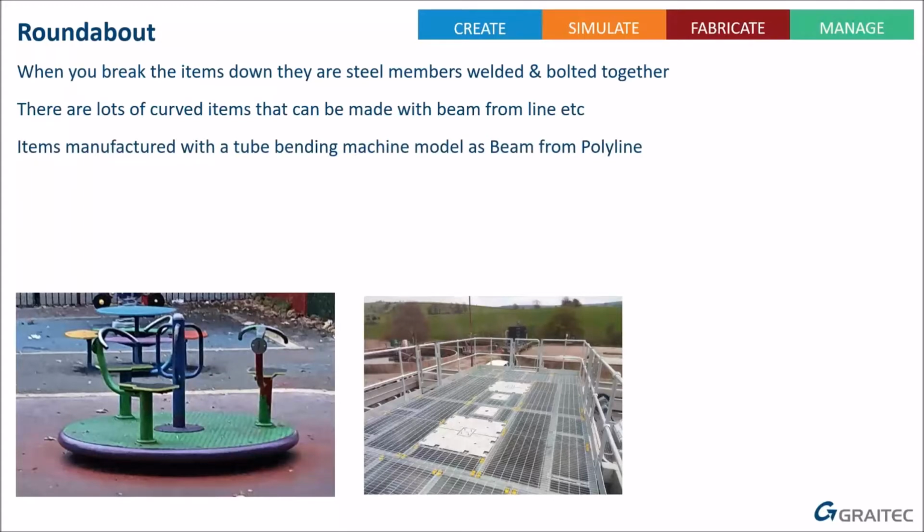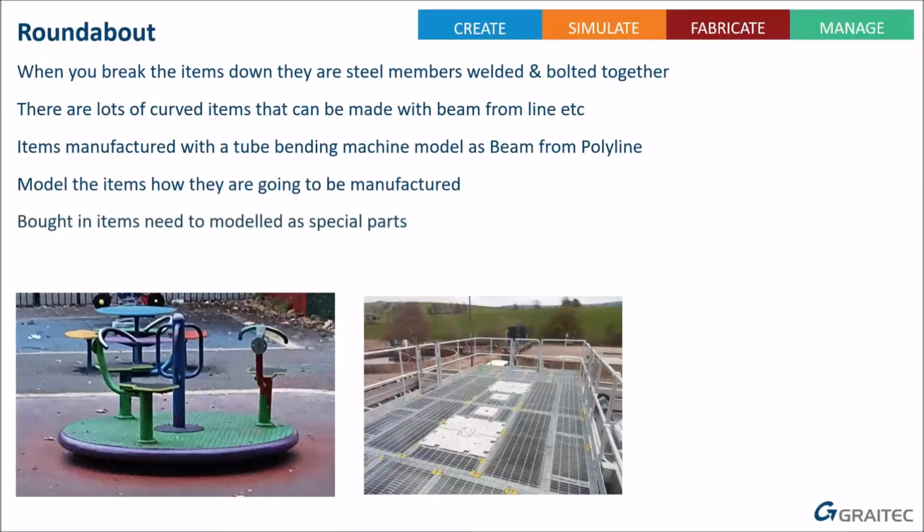Items that you're putting into a tube bending machine, we're going to model as beams from polylines. And one key rule when you're modeling in Advanced Steel, when people ask how would you model this and how would you model that, I will always say, well, how are you making it? Go and speak to your workshops, go and speak to the guys making it, find out how they're going to make that, and then you model it in the same way. Any bought-in items then need to be modeled as a special part. So let's go and have a look at putting some of this into practice.